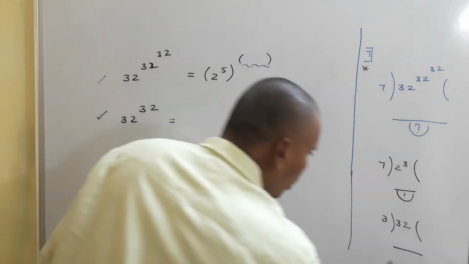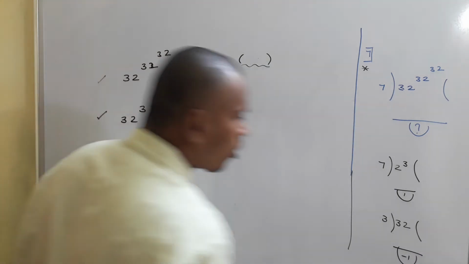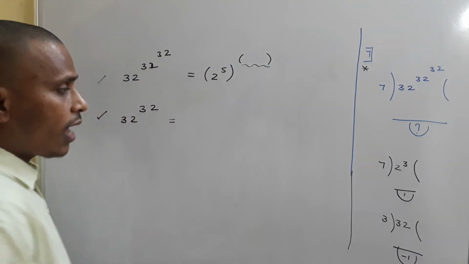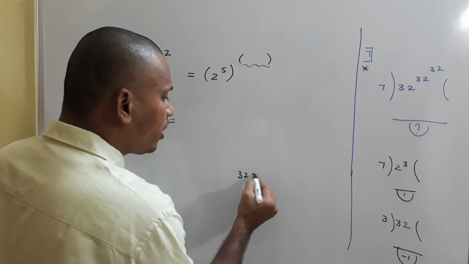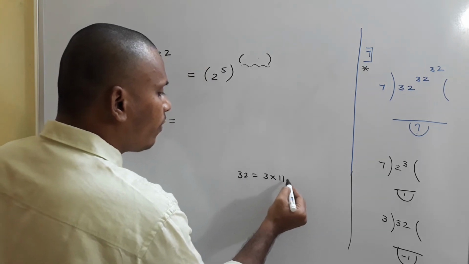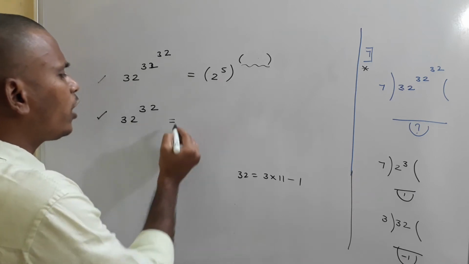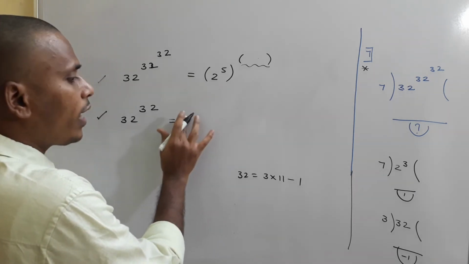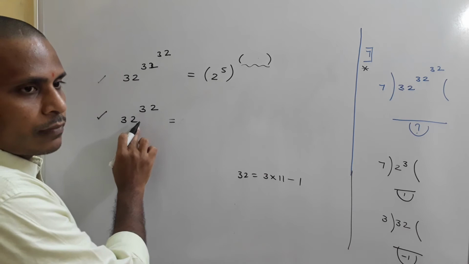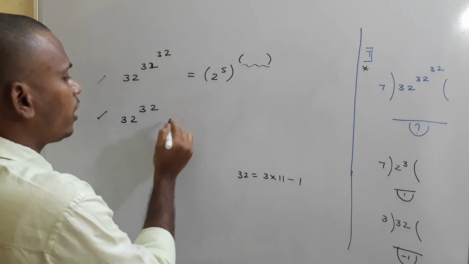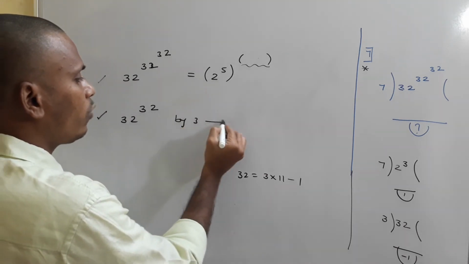Or I have to say the remainder is minus 1. Is it right or wrong? Just have a look. There is a chance to express 32 as 3 into 11 minus 1, okay? And so 32 power 32. When you divide this 32 with 3, the remainder is minus 1, okay? 32 power 32, when you divide with 3, what will happen?